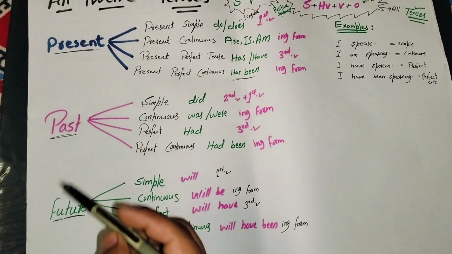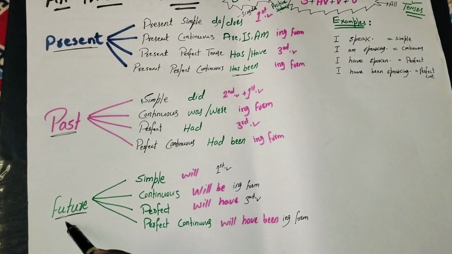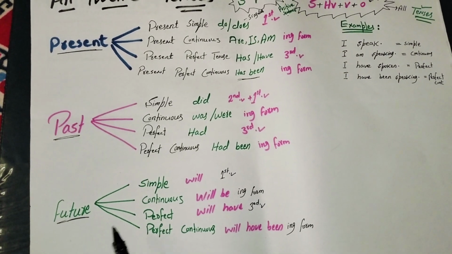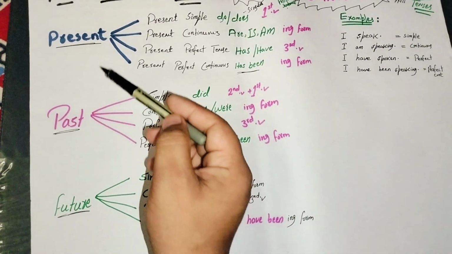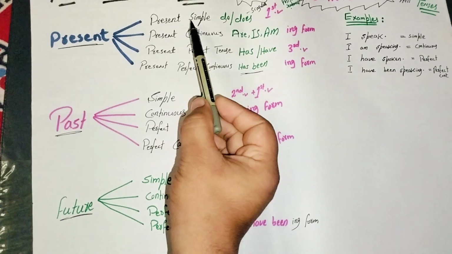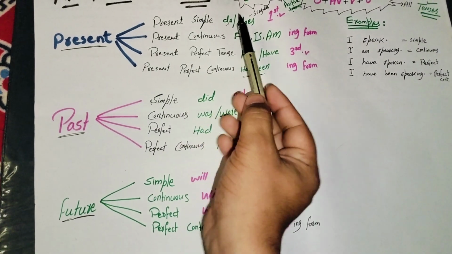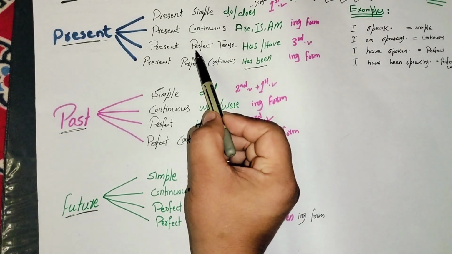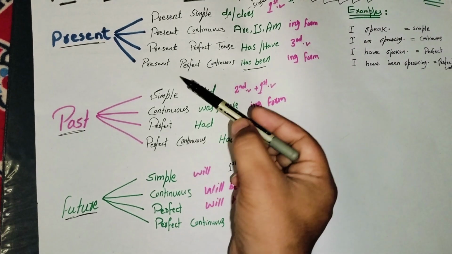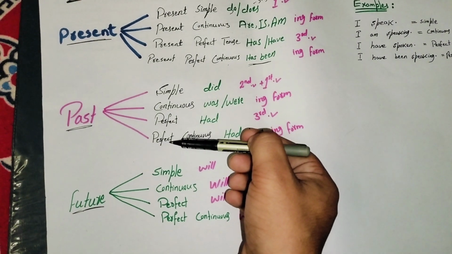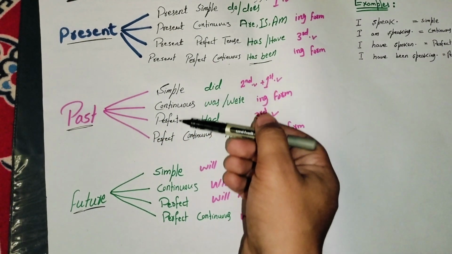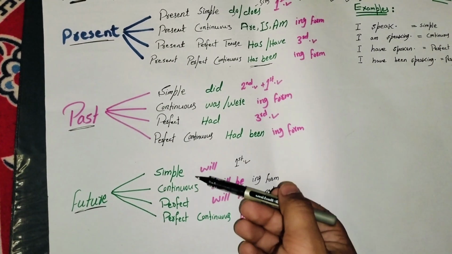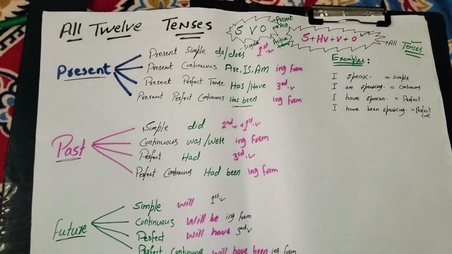The very first thing you should remember is that we have only three major tenses: present, past and future, and all of these tenses have four minor tenses. Like the very first one is simple, then continuous, then perfect, and then perfect continuous. So this happens with all of the major tenses. Each one of the tenses got four minor tenses: simple, continuous, perfect and perfect continuous. And the same with the future time.